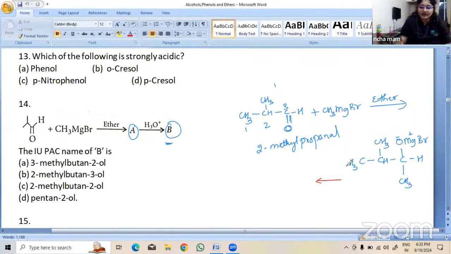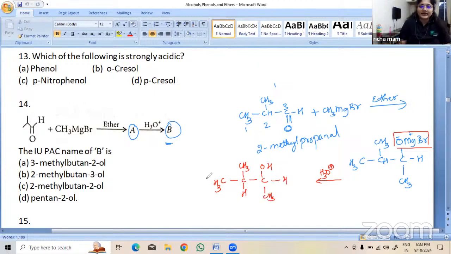This further undergoes acid hydrolysis. It will undergo acid hydrolysis and give the product. Here your OMgBr will be converted into OH, because it is undergoing acid hydrolysis. So it will be CH3, then C, OH, CH3, and H.